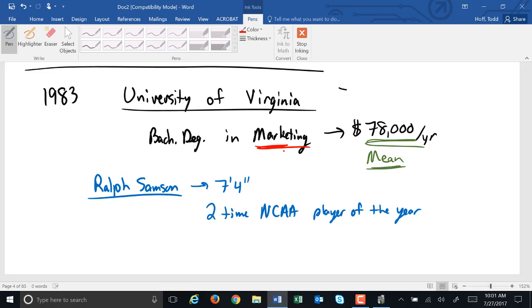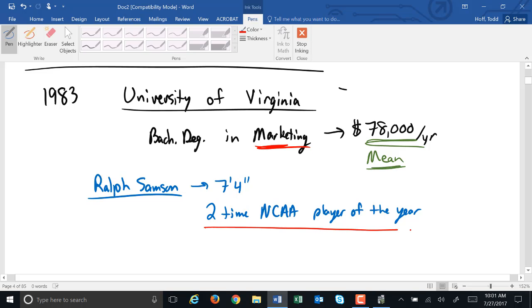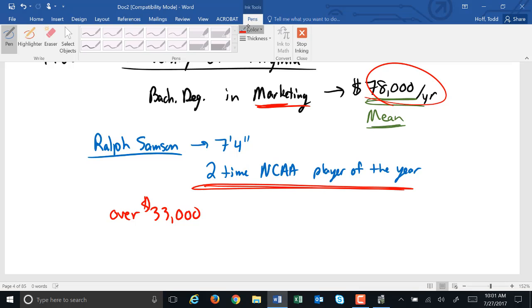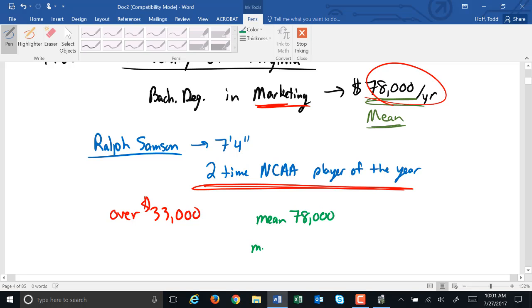Yeah, it skewed the distribution a bit. It takes a lot of $20,000 a year marketing graduates to average one multi-million-dollar contract to $78,000 a year. He was the only person in the group to earn over $33,000 that year. That was the mean. It was the 78,000. The median was 24,000.